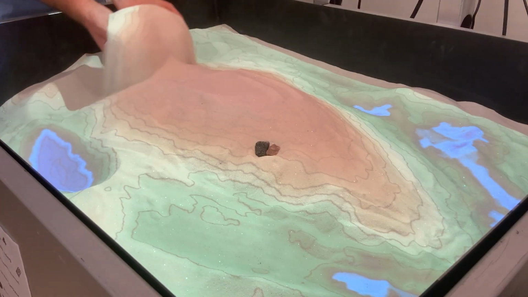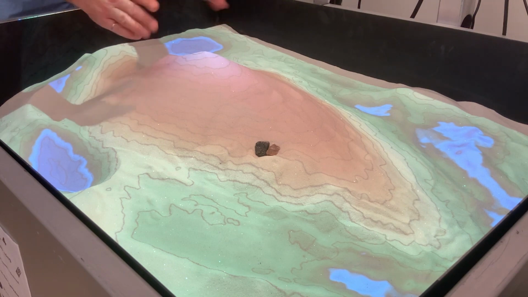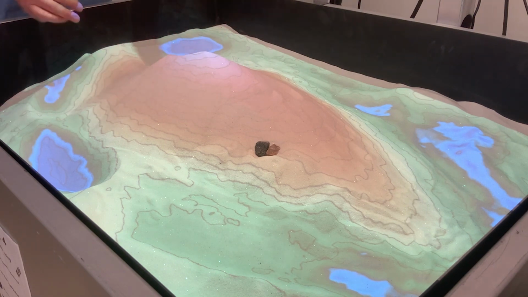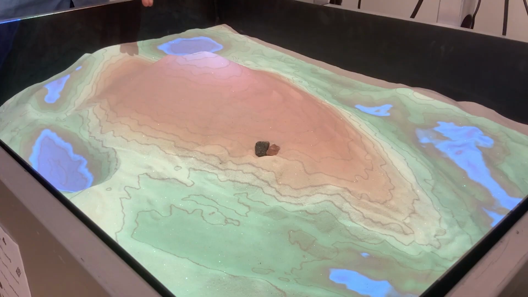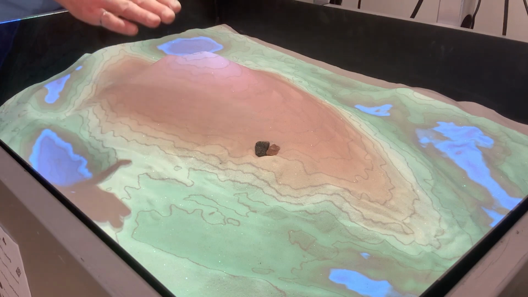So we can build up a mountain here. As we raise up the ground surface, the contours of the topography are automatically projected with the projector here. So we're detecting the height and then projecting that. And we're also using color, so we can see the reds are higher and the greens are lower.